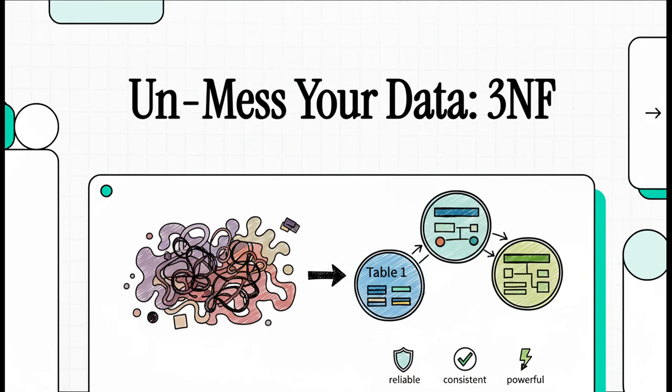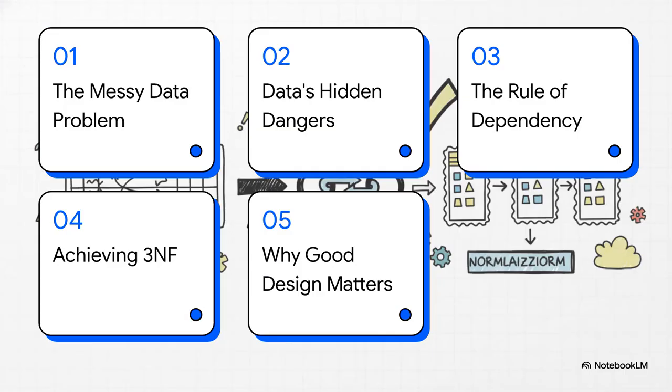All right, today we're going to talk about something that secretly keeps our entire digital world from falling apart. It's all about how we take messy, tangled up data and turn it into something clean, consistent, and honestly, something you can actually trust. So here's how we're going to break this down.